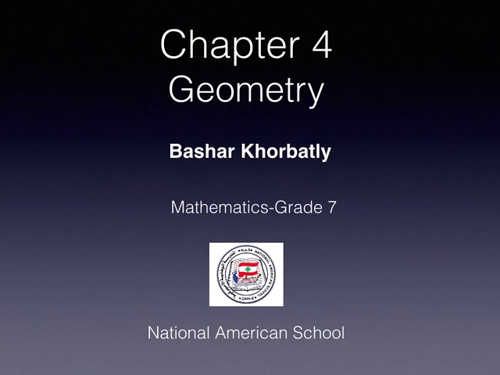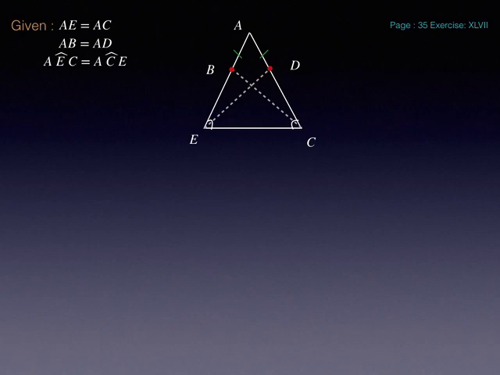Hi everybody. So today in this lecture we will continue solving exercise XLVII page 35. So let me first recall the given. We have AE equals AC, AB equals AD, and the two angles AEC and ACE are equal.